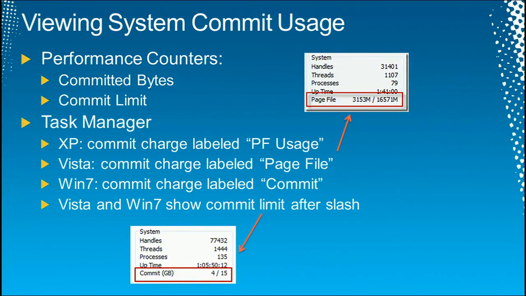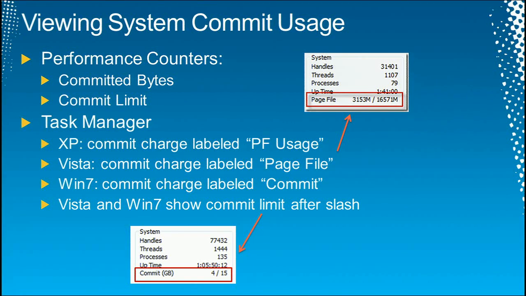First of all, how do you measure the system commit limit and system commit usage of your system, to know if you're anywhere near the system commit limit? There are a few performance counters, Committed Bytes and Commit Limit, and Task Manager has called these things various names in the past, unfortunately.